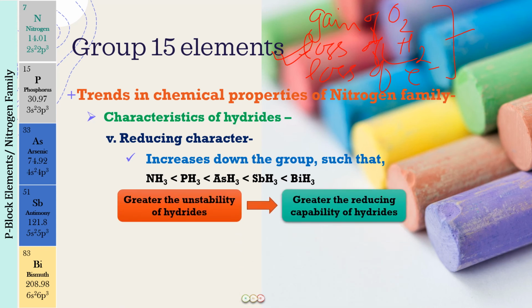So why is it increasing? Now you understand. Greater the instability of the hydride, greater is going to be the reducing capability of the hydride, because when the hydride is less stable, the bond will break easily. So in bismuth hydride, this bond is the least stable, as we have just studied. So this can be broken very easily, and this will release hydrogen. And the loss of hydrogen means it is going to act as a good reducing agent.